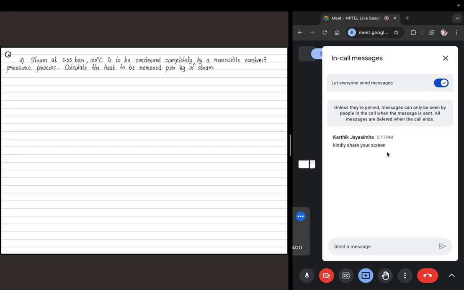All you need to find is, you want to condense steam, which is at 0.05 bar and 100 degrees Celsius, in a constant pressure process, which means in some open container or something, and you need to calculate the total amount of heat to be removed per kilogram of steam. How do I do that?